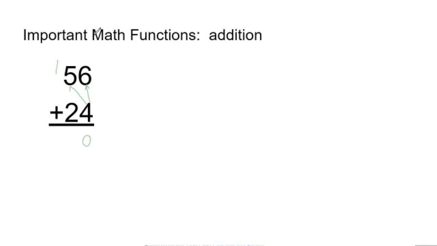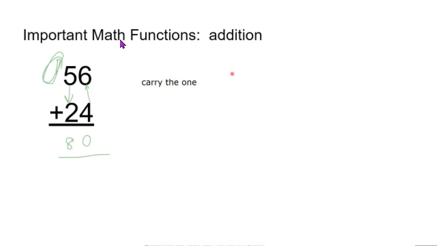Now we have to do the 5 plus 2 is 7, but we have to add this 1, and that makes it a number 8, and that's the answer. 6 plus 4 is 10. 5 plus 2 is 7, plus 1 is 8. Boom, that's the answer. So the important word that I'm trying to teach you today is carry the 1, right? We took the number 1 and we put it up here. That's called carry the 1, okay?